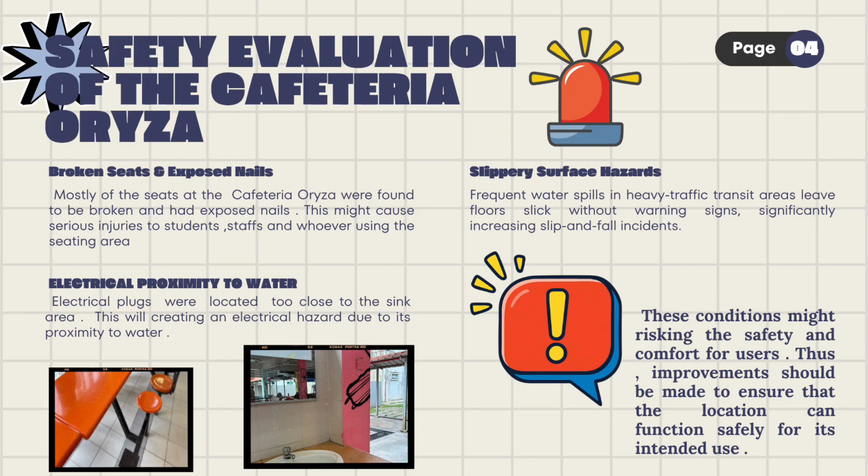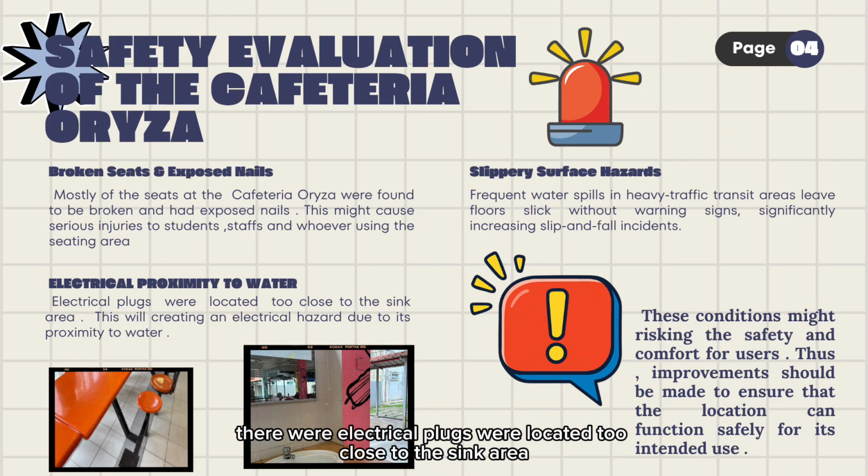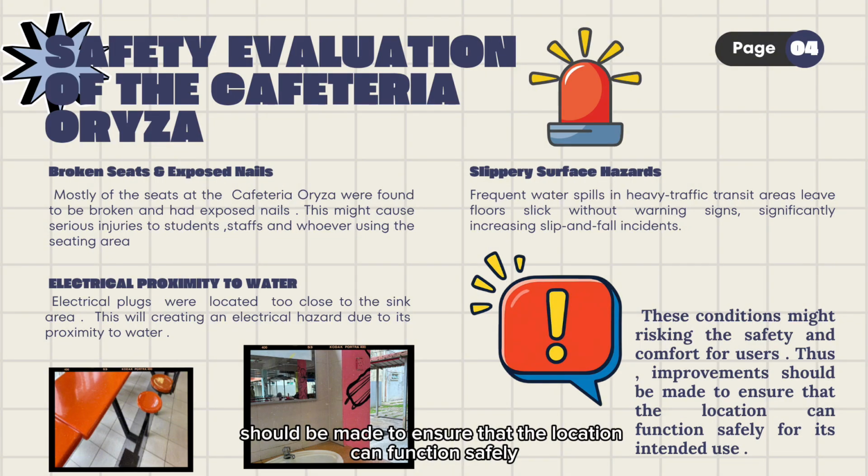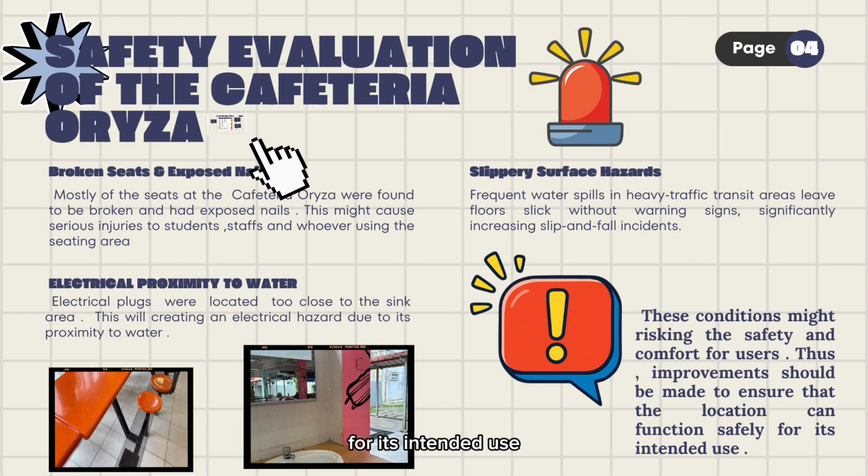Not only that, there were electrical plugs located too close to the sink area. This creates an electrical hazard due to its proximity to water. All these conditions risk the safety and comfort of users. So, in order to prevent any accidents in the future, improvements should be made to ensure that the location can function safely for its intended use.